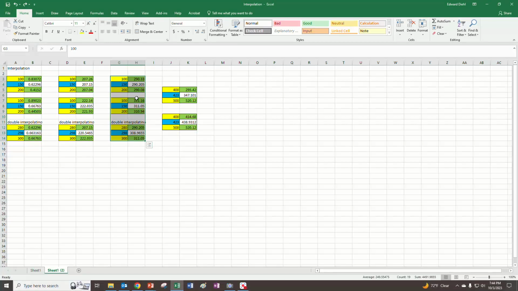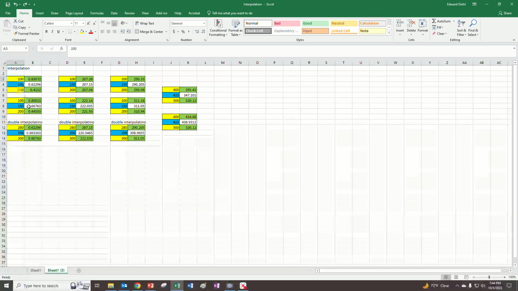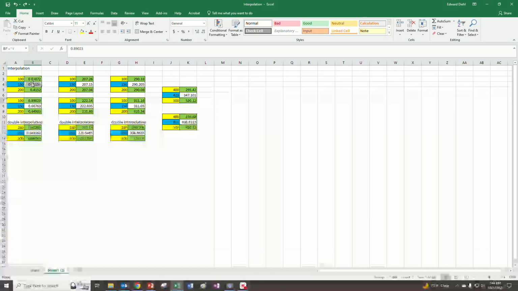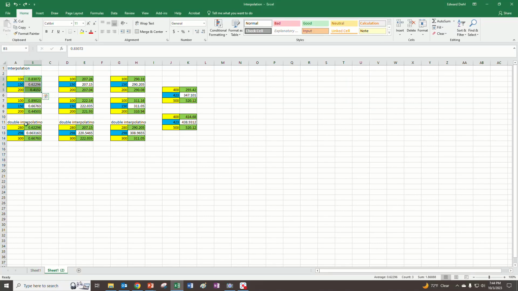This is for enthalpy. That was hard to say. And here's the 298 where I'm doing it right here. So I do it between 100 and 200, and 100 and 200 to get the 150. So here's for 280 degrees, here's for 300 degrees, and then down here, so I got the value.